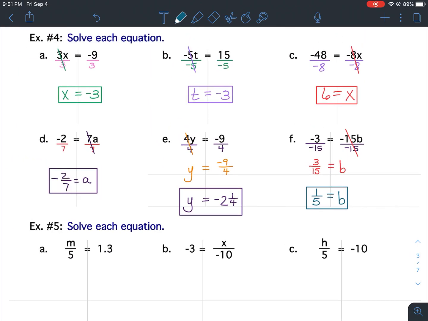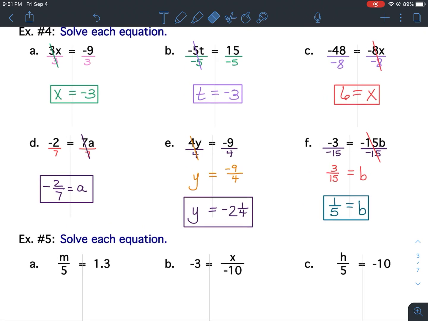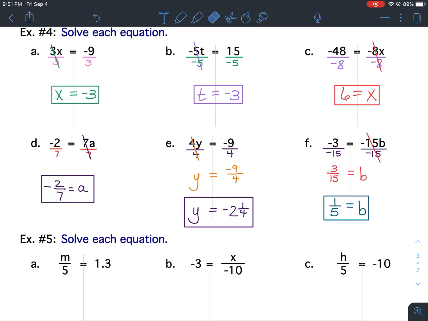And that is it for example number 4. If you have any questions on solving equations that have multiplication, please let me know.